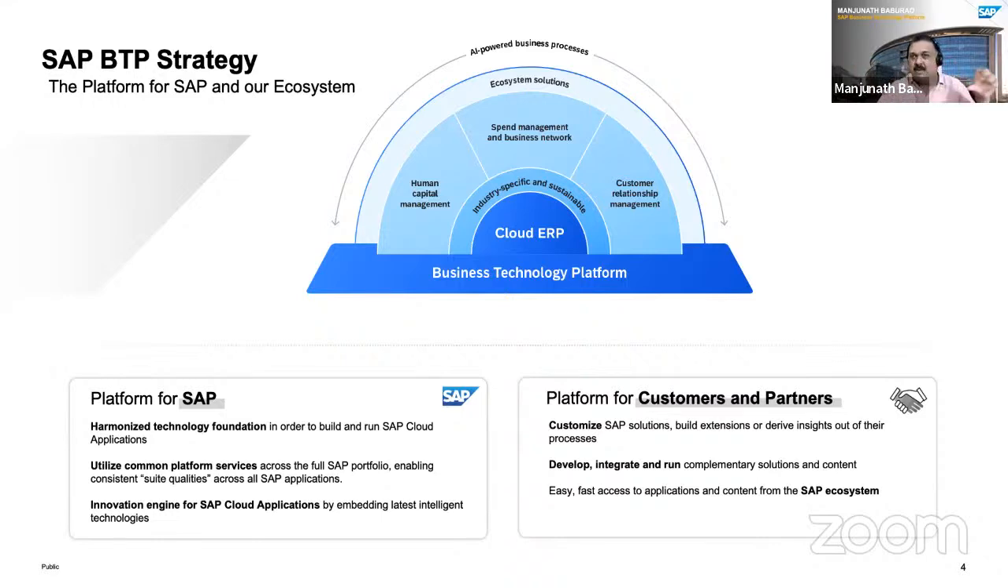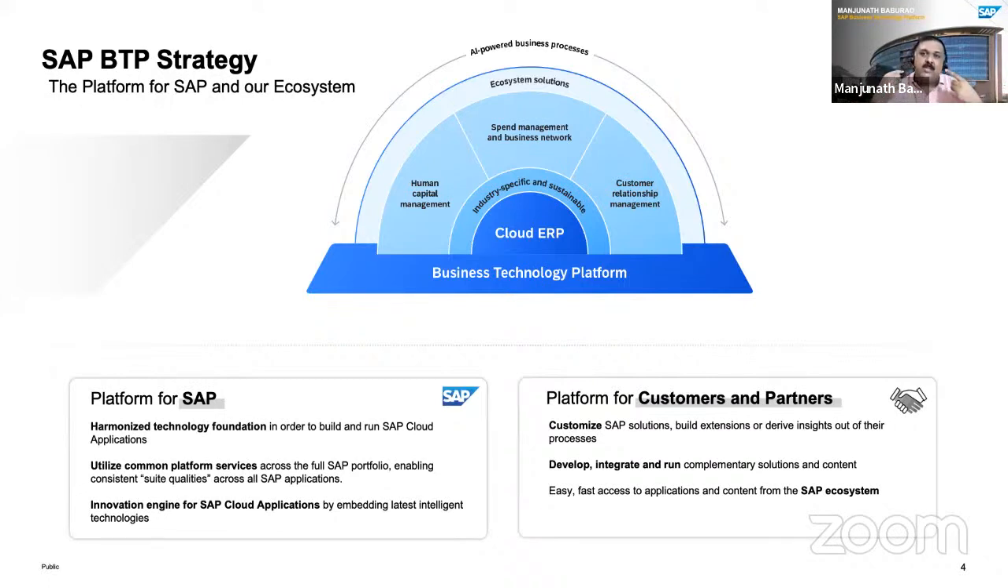Now, this is one part of the picture. That is the harmonization, the integration qualities. When I say integration, it's not just about the actual integration of, let's say, A to B, but also the same identity authentication, the same user experience, the same life cycle management, and integration across SAP's cloud portfolio is also something that is driven out of SAP Business Technology Platform.